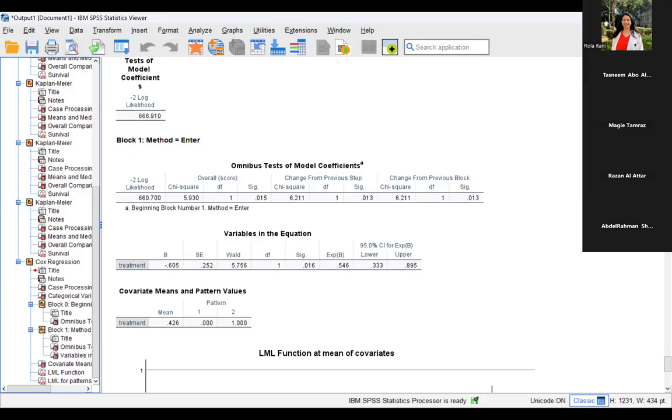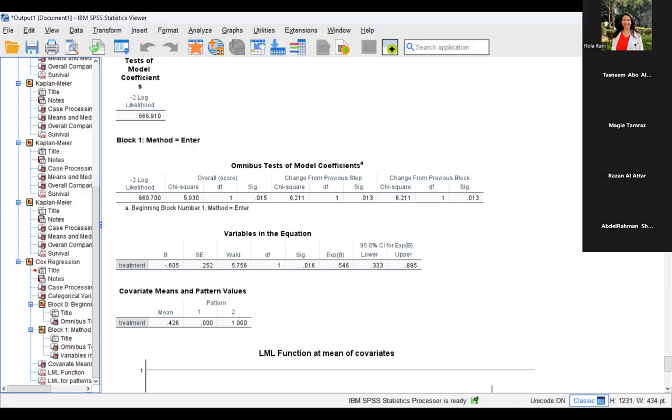I heard you well, Busola, commenting on the significance, which is the p-value. Excellent. Yes, it is statistically significant. Therefore, the treatment is related to the risk of relapse, right? So the second question is how it is related. Can you interpret the exponential of beta, which means the hazard rate ratio or the relative risk?